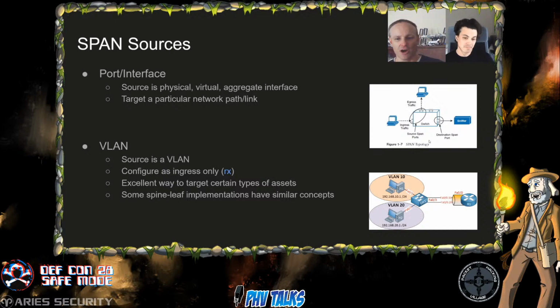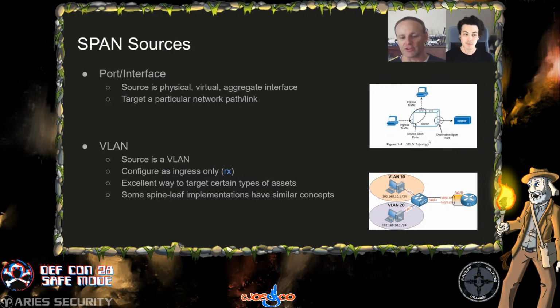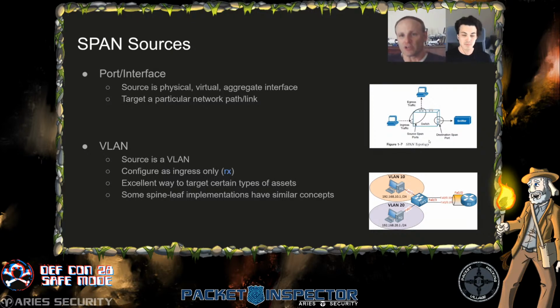All right. So, as I said, we were going to talk about some of the span sources. At its most basic, a span is just spanning a port or multiple ports. When you think of an interface, you might think it's just an Ethernet interface on a switch. But a lot of switch vendors also support things like virtual interfaces and aggregate interfaces. So in the Cisco world, like a port channel, you can span a port channel, essentially.